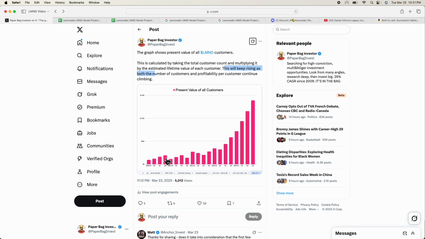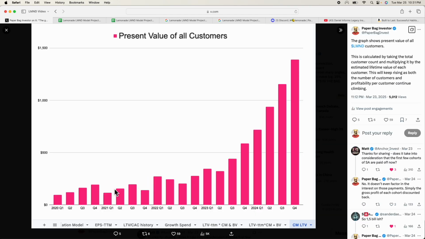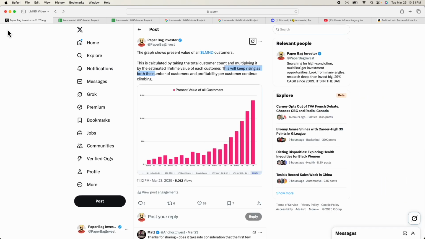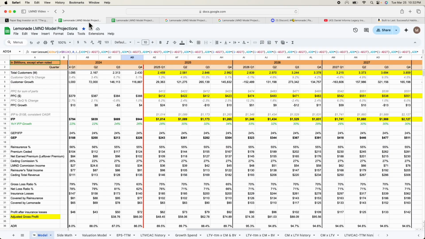So you can see the present value of all customers from Lemonade has been fairly flat, with some modest growth. And then over the last couple years, we've had a massive amount of growth in this. And this is as the customer count has been rising, as well as the estimated lifetime value, or LTV, of each customer. So let's go into this a little bit further.